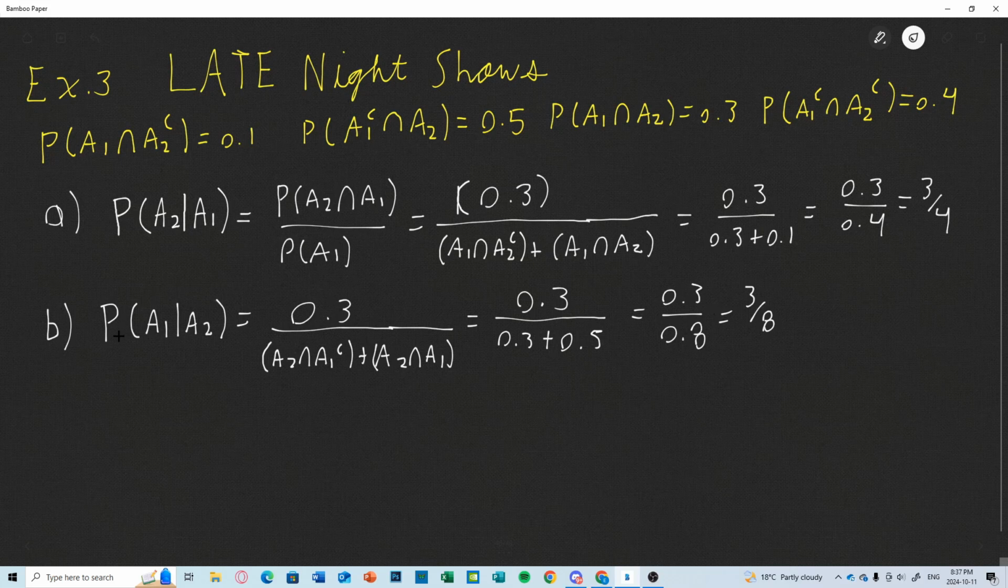And now finally we have our question C, which is, what's the probability that a randomly selected person watches only Stephen Curry but not Chris Pratt? Which means we're looking for the probability of only A2 and not A1, the complement of A1, which you can see is already in the question at 0.5.